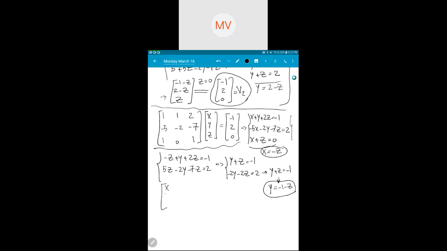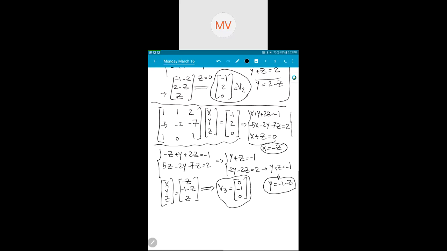So the X, Y, Z is going to be negative Z, Y is negative 1 minus Z, and then Z itself. Well, this one is very simple. What value of Z you pick gives you a very nice V3? That's the best one, 0. So we get 0, negative 1, 0. Good.